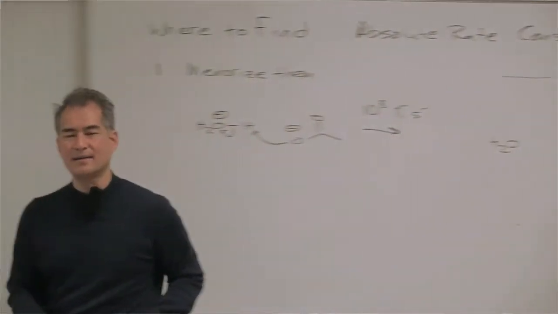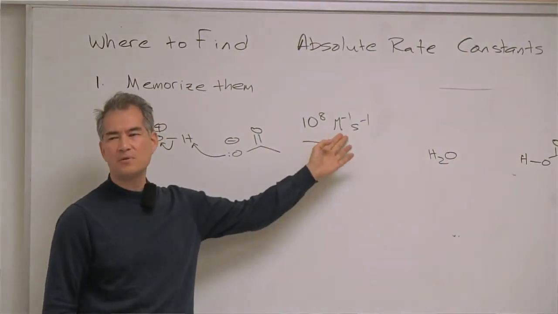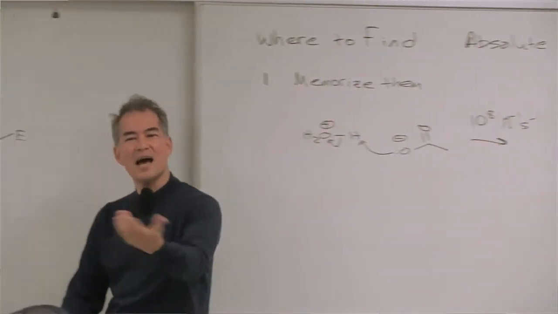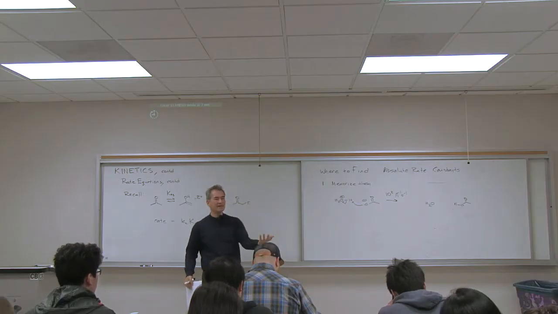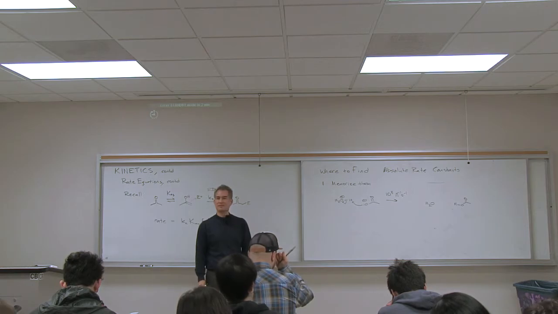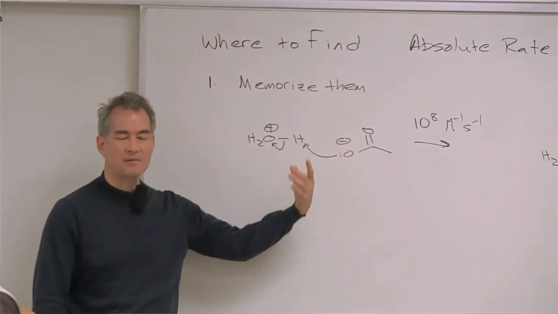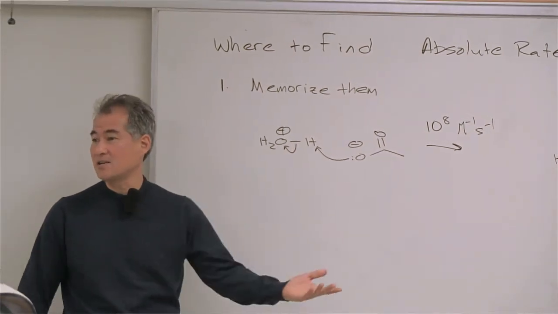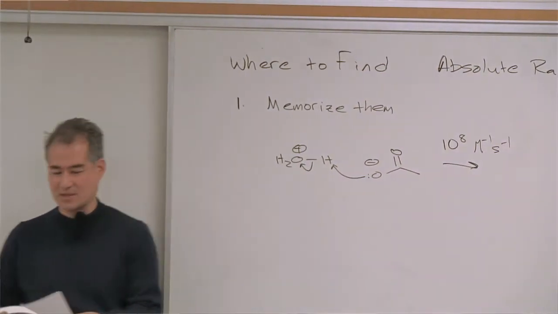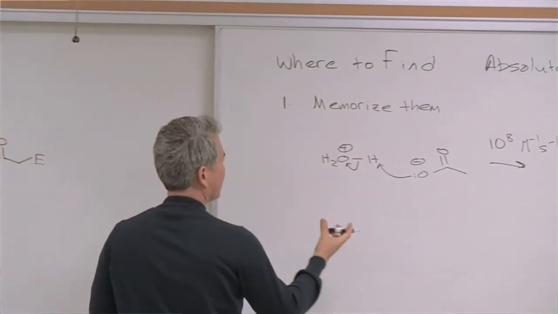And the reason I know that, and you can look at this and see why this is easy for me to memorize, is that this is the diffusion controlled rate constant. I just happen to know that highly favorable proton transfers occur at diffusion controlled rates. So I don't have to memorize each one; I can take any highly favorable proton transfer between heteroatoms, and I know that those are going to be about 10 to the 8th per molar per second. So that's an easy one to remember. That's an example of how you might memorize a rate constant.